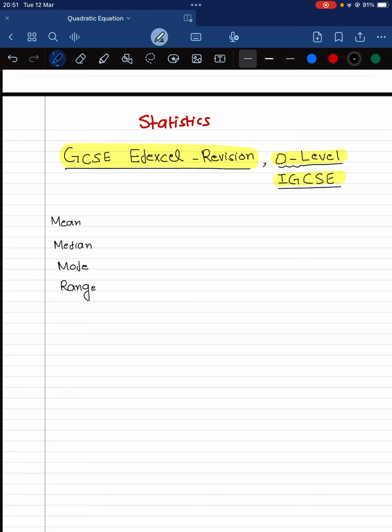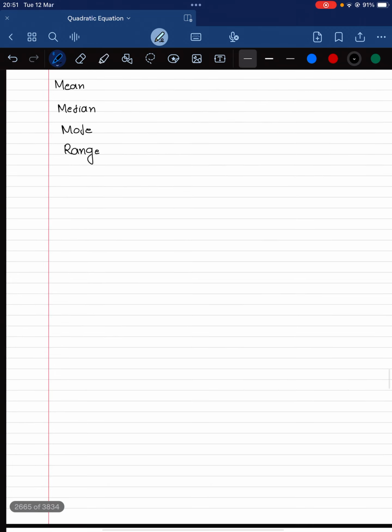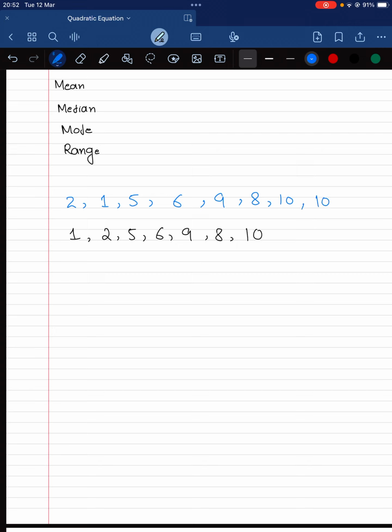We will learn these quantities by taking an example. Let's say we have data: 2, 1, 5, 6, 9, 8, 10. The first step is to arrange the data in ascending order: 1, 2, 5, 6, 8, 9, 10. Let's say we have 5 two times and 10 two times. Now we need to find the mean, median, mode and range from this data.